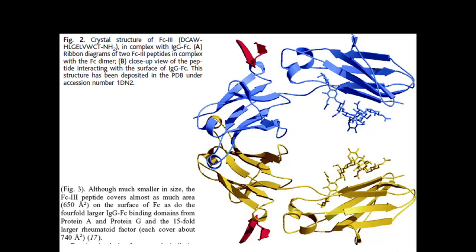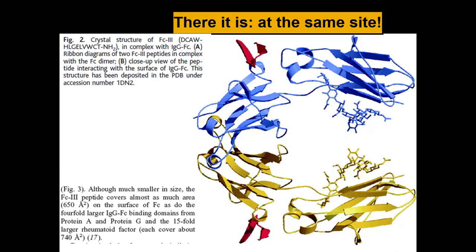So you can see right here it says the FC3 peptide covers almost as much area on the surface of FC as do the fourfold larger FC binding domains. So even though it's small, it binds at the same site and it covers about as much area as protein A and protein G do. So there it is at the same site, covering about the same area.